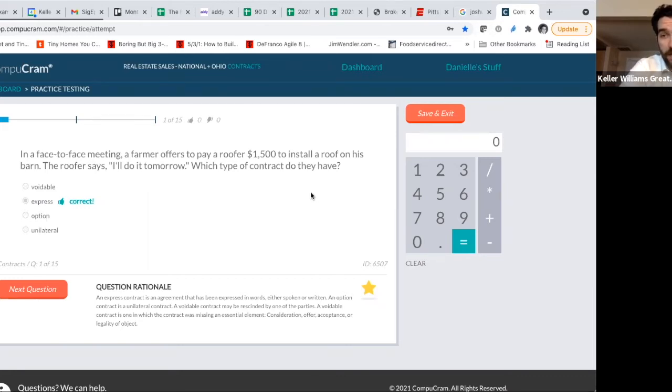An option contract and a unilateral contract are in fact the same. An option contract is a unilateral contract where, after the contract is completed, there is a unilateral decision-making process to see whether or not it is executed. And then voidable just means that the contract is able to be voided because there is some sort of distressed party involved.